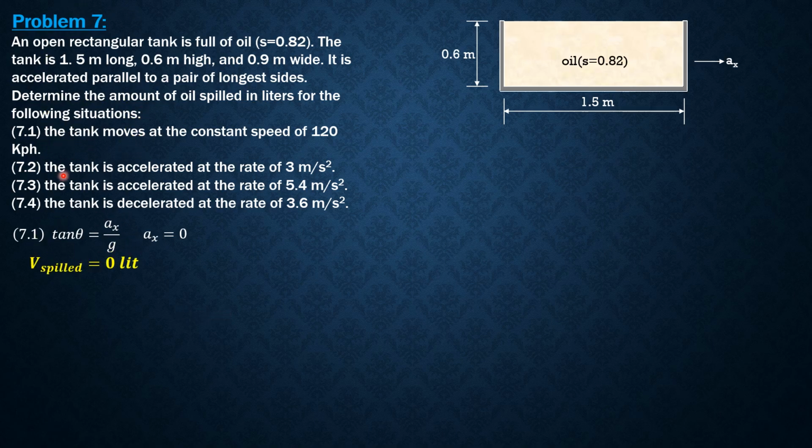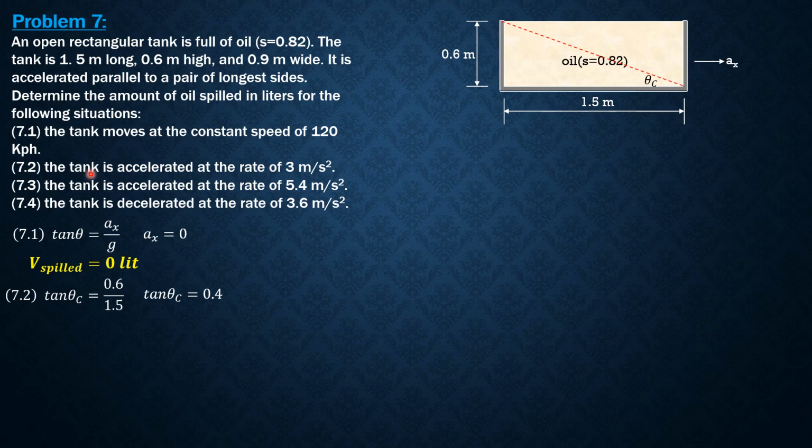Then for the second part, the tank is accelerated at the rate of 3 meters per second square. So before that, let's compute the slope of the surface when the surface intersects exactly at the bottom right corner, and we will call that theta c. So tangent theta c from the figure is 0.6 over 1.5, and 0.6 over 1.5 is 0.4.